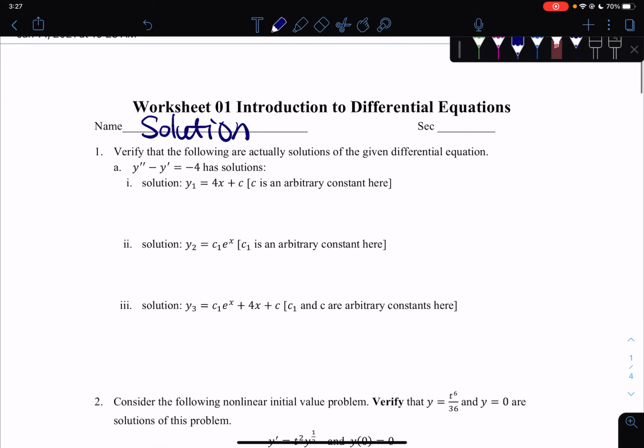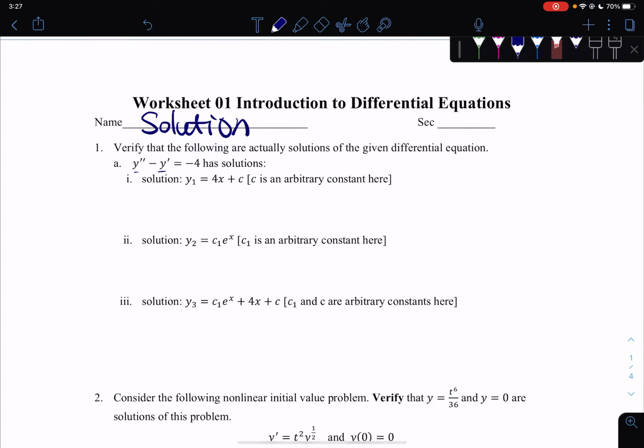So we are going over the first worksheet here. First thing is I want to verify whether what's given is a solution of the original differential equation or not. So you want to figure out the derivatives and then plug things back in, see if the left and right side actually match with each other to get an identity.